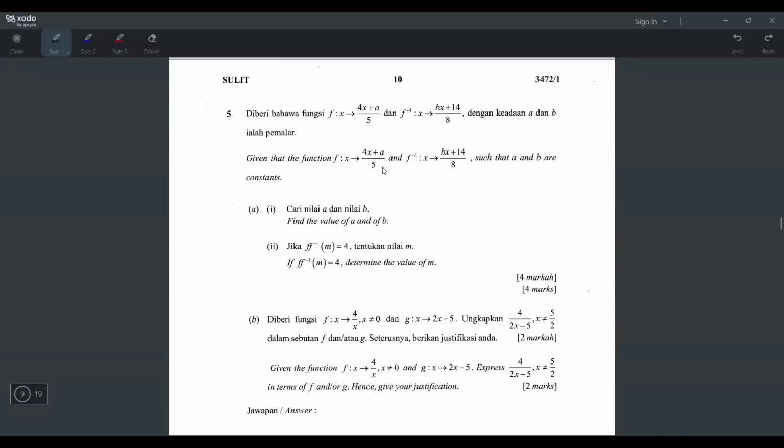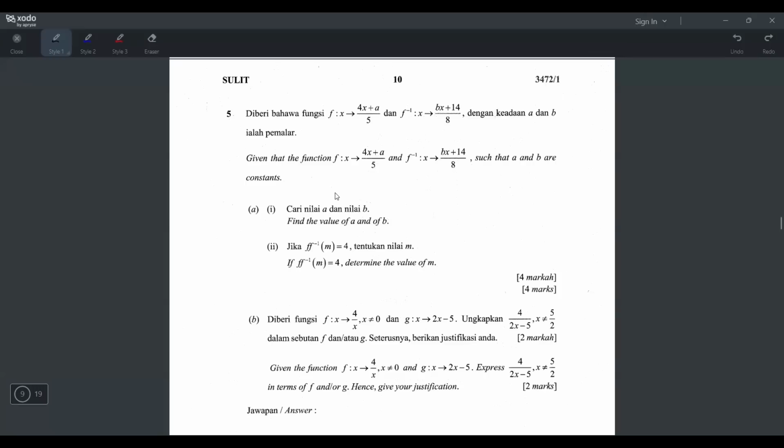Okay, let me just ask you a question. Can I straight away say b equals 4, a equals 14? Can I do that? Can I straight away do like that? Must be cannot. This is f(x), this is f inverse x. Where is the same? This is not the same. One is f(x), one is f inverse, how can you compare, how can it be equal, right? And also look at the denominator. It's not over 5 and over 8. It's not even the same, right? So f(x) and f inverse cannot be equal, right?